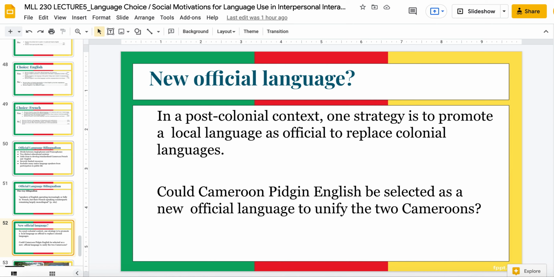So in a post-colonial context, we recognize the colonialists, we recognize Europeans, but we want to move away from it. So what can we do? One strategy is to promote a local language as an official language to replace the colonial languages. Think about what it would do for the pride of the country. Instead of saying we were a colonized territory, they can say, okay, let's have another official language. Let's have Cameroonian Pidgin English. Could it be selected as a new official language to unify the two Cameroons?